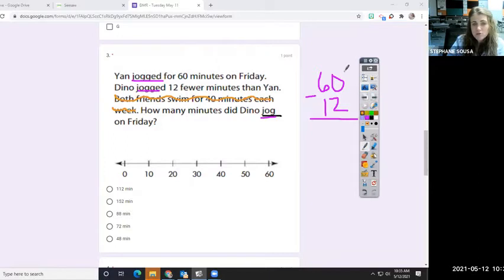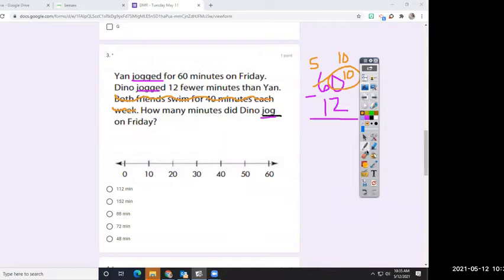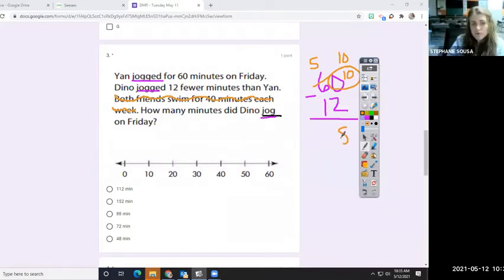0 subtract 2 is impossible, so I'm going to regroup into 5 tens and 10 ones. 10 subtract 2 is equivalent to 8. 5 tens subtract 1 ten is equivalent to 4 tens. So our correct answer is 48 minutes.